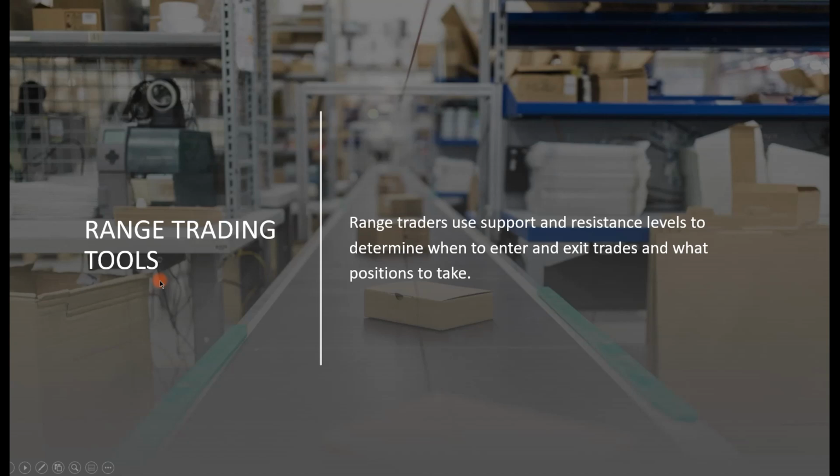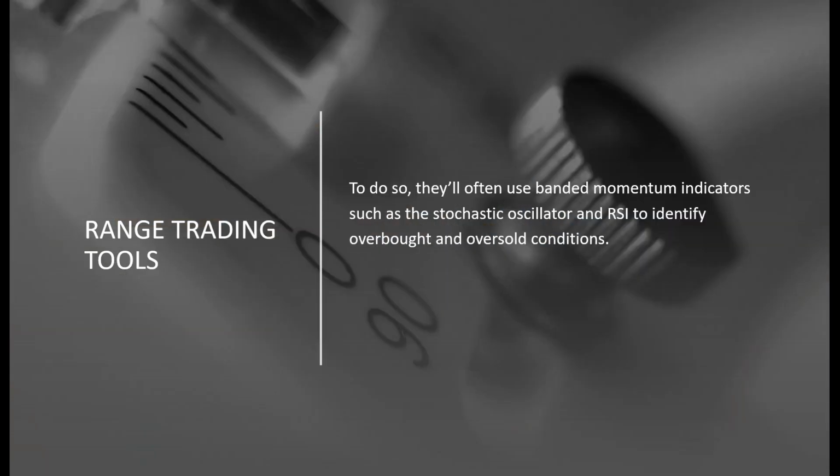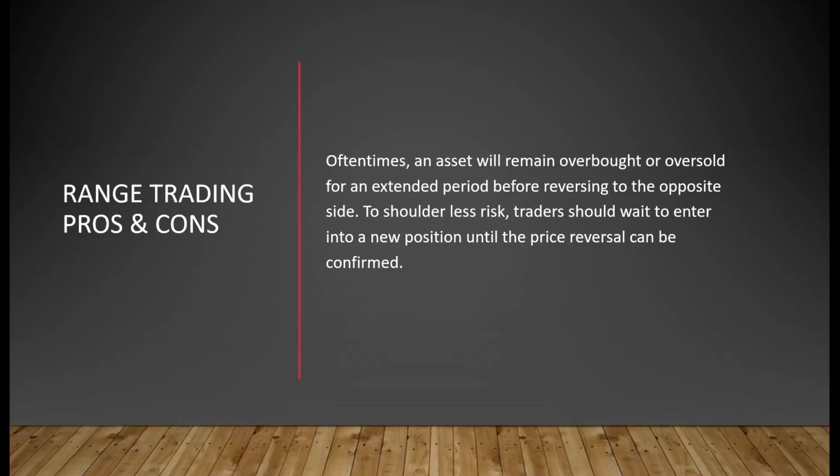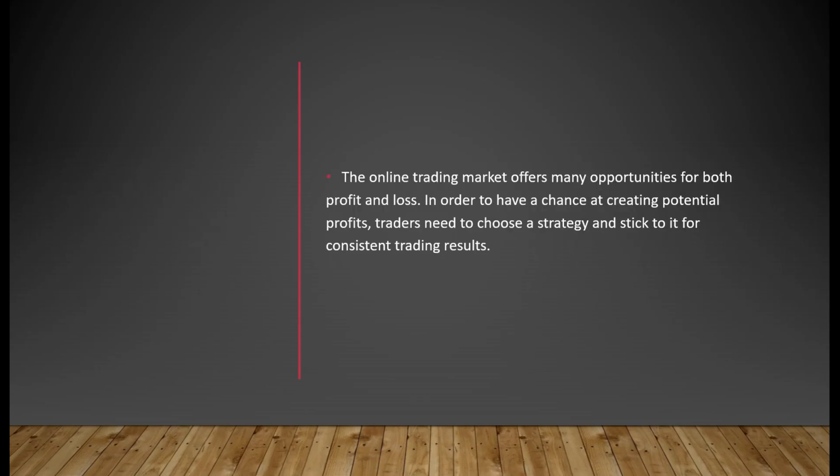Range traders use support and resistance levels to determine when to enter and exit trades and what position to take. To do so, they often use banded momentum indicators such as stochastics, oscillators, and RSI to identify overbought and oversold zones. Trading the dips and surges of ranging markets can be a consistent and rewarding strategy. Oftentimes, an asset will remain overbought or oversold for an extended period before reversing to the opposite direction. To shoulder less risk, traders should wait to enter a new position until the price reversal has confirmed.